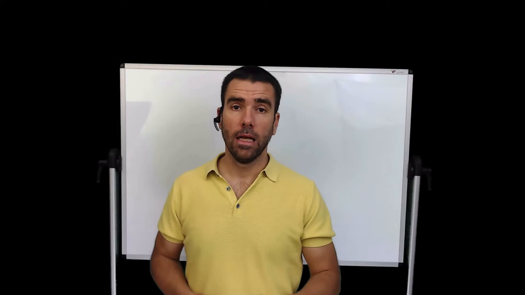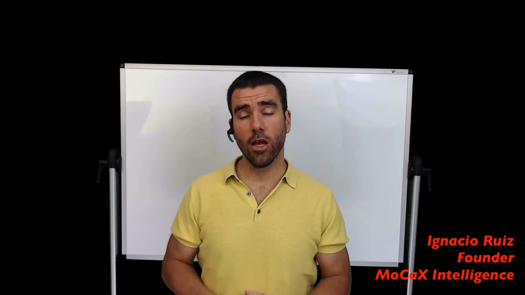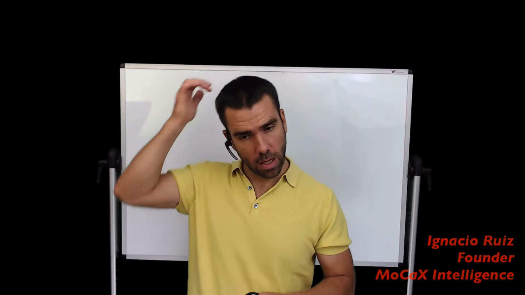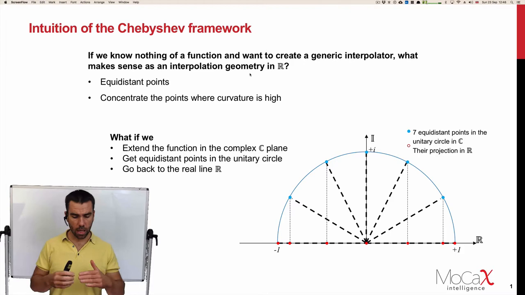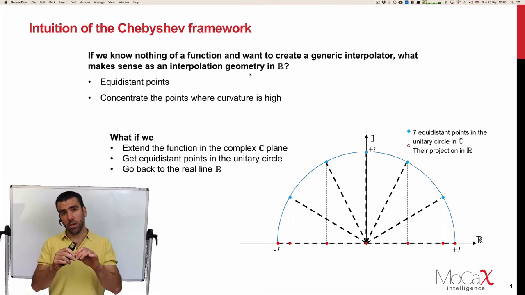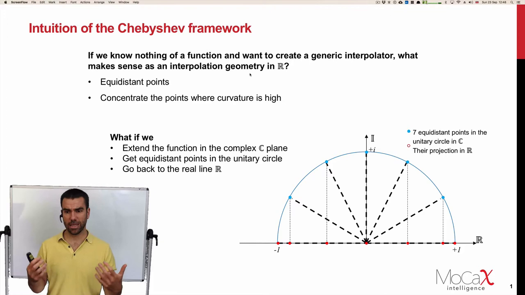This is Ignacio Ruiz. This is the second part of the session that we are having on the fundamentals of approximation theory and of the Chebyshev framework. So where did we leave it in the first part? We left it at seeing how, with the example of the Runge function, when we are trying to approximate the function, if we use the Chebyshev points, some sort of magic happens and the approximation gets extremely good.